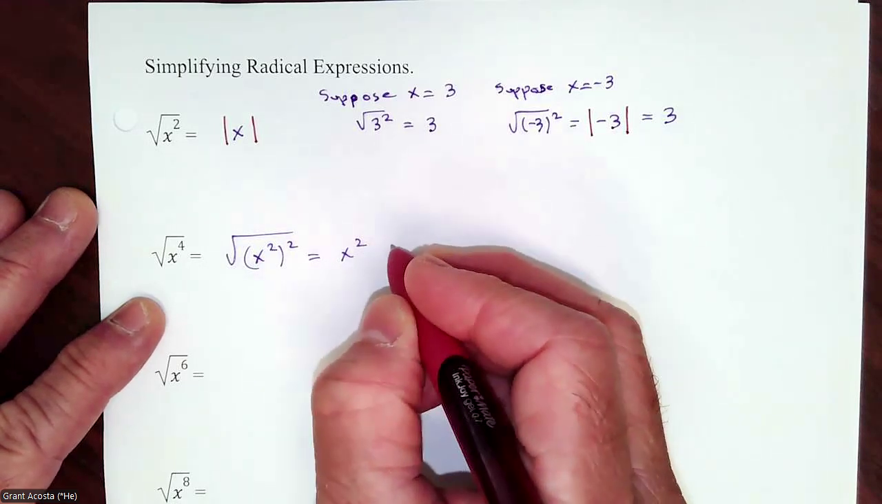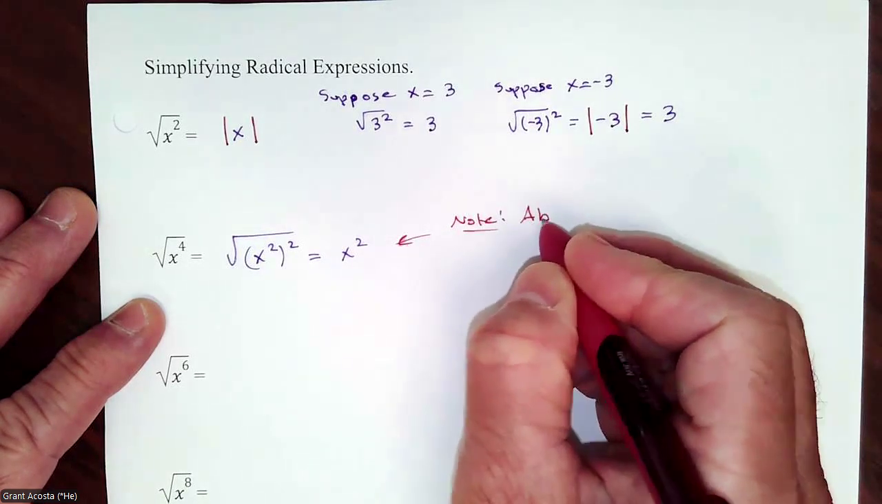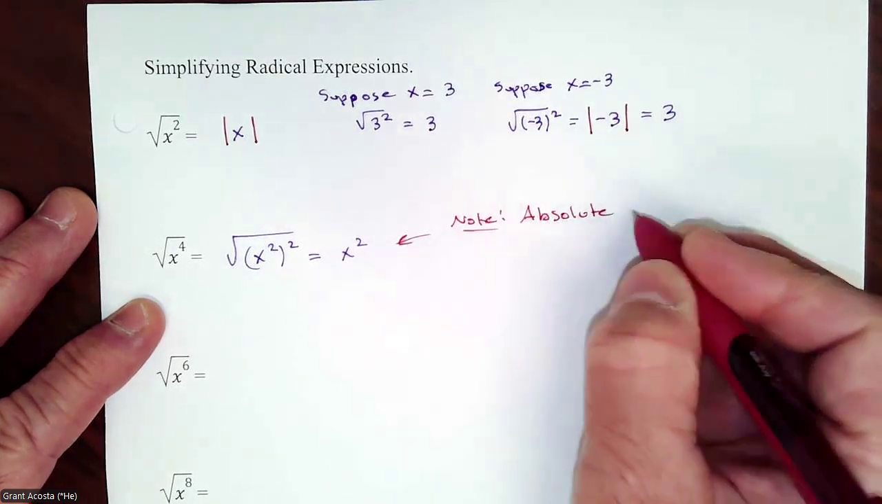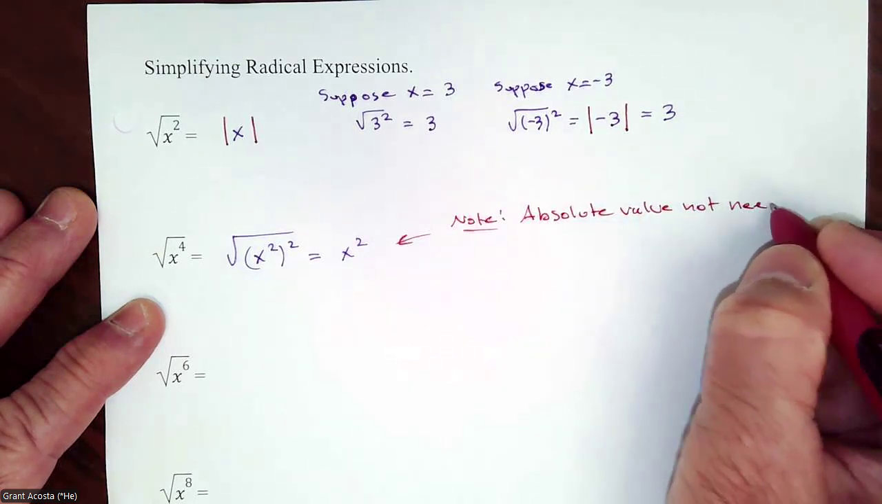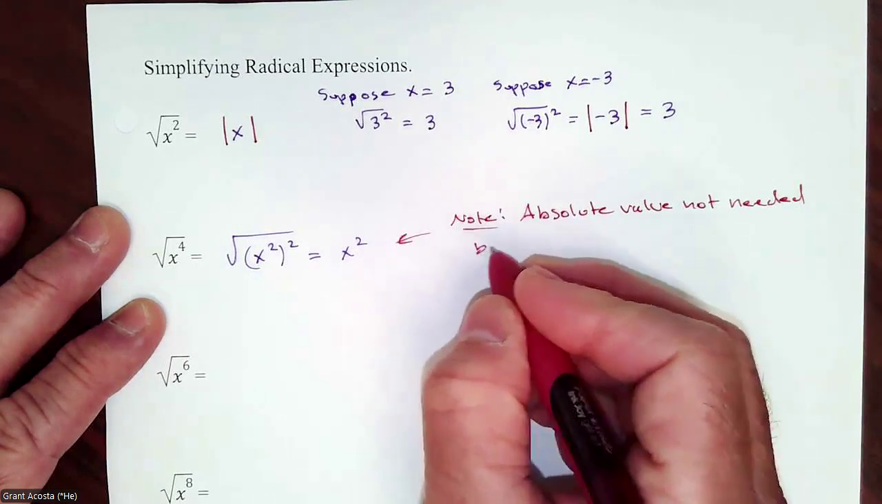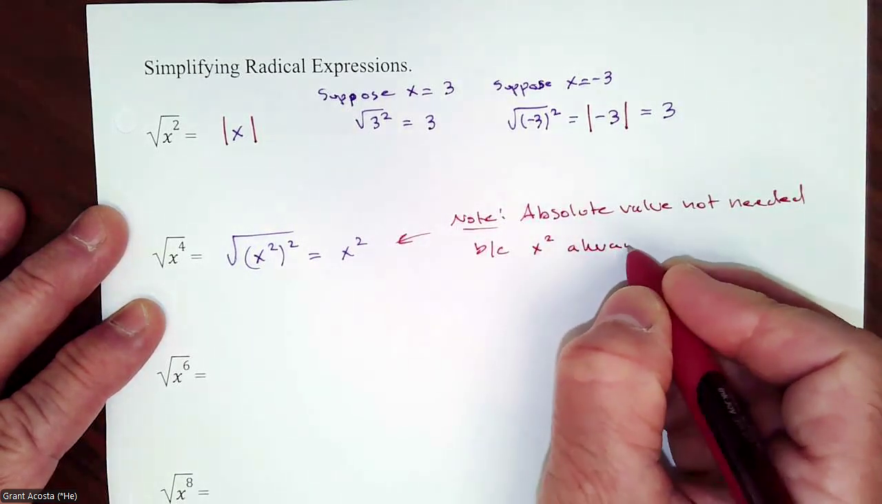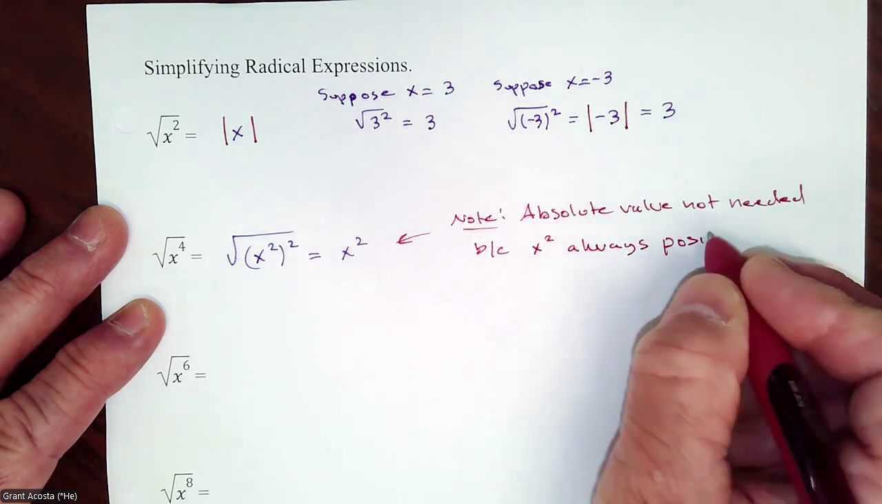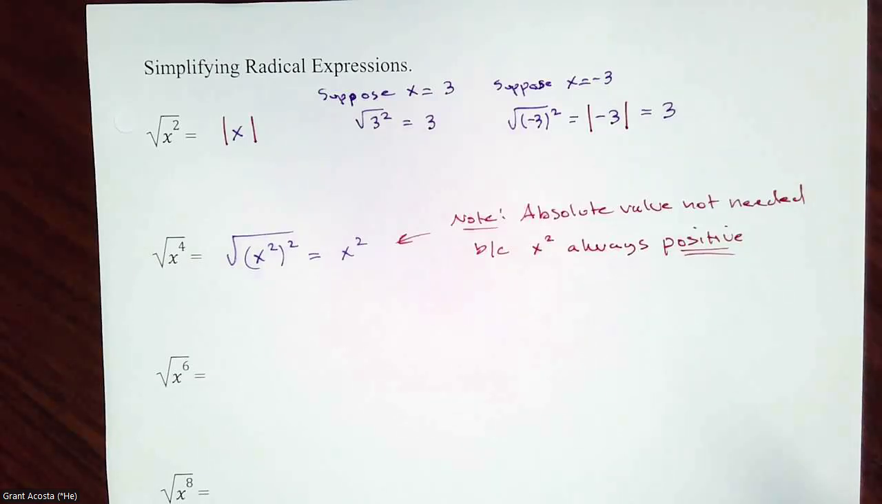I'm going to put a note: absolute value not needed because x squared is always positive. And we need to be getting positive numbers out when we take a square root.